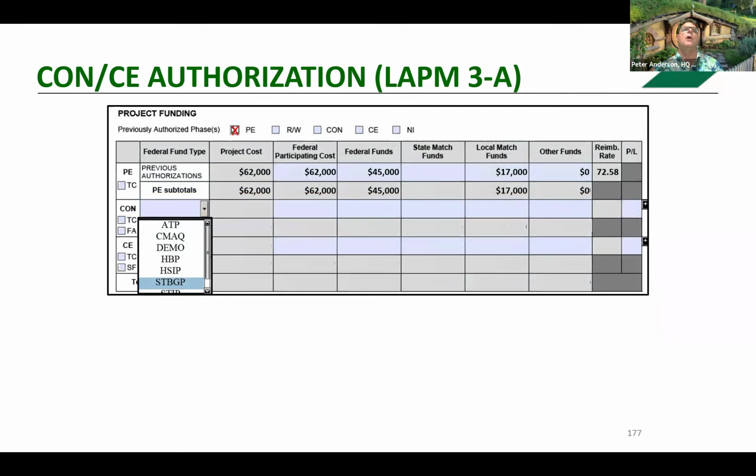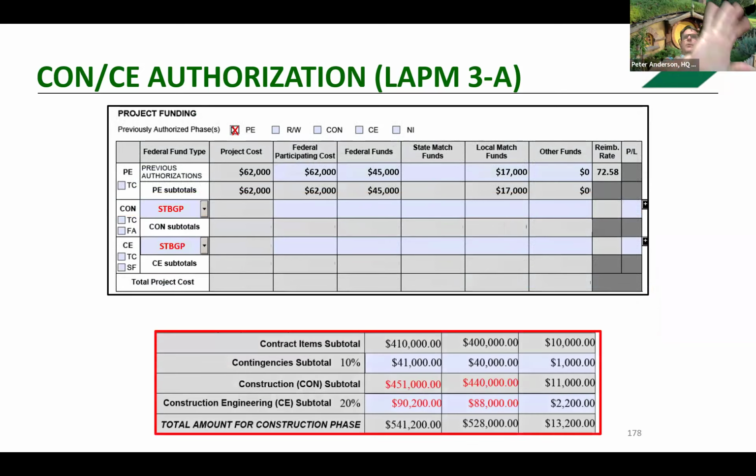So back to our form. So we're going to get the STP funds. So we're going to go through this. And I just brought this here for reference, so you can see the costs. So we start with, what's the federal participating cost? It's $440,000. That's the total cost of the project.